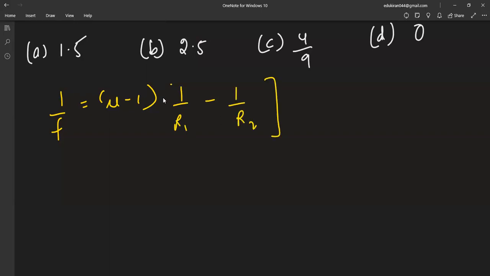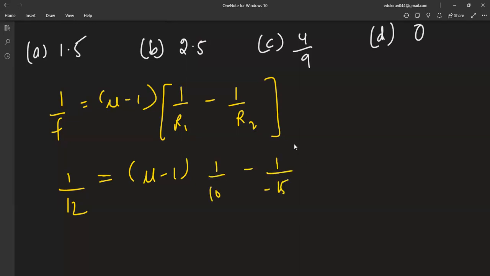This we have used so many times that these questions should be on your fingertips. So it's good you people have answered well. Mu we do not know, so mu minus 1. This was 10, and since this we always take as negative, we always add it. So your answer when you solve this will be 1.5.